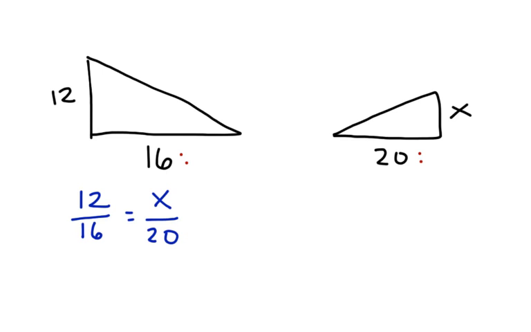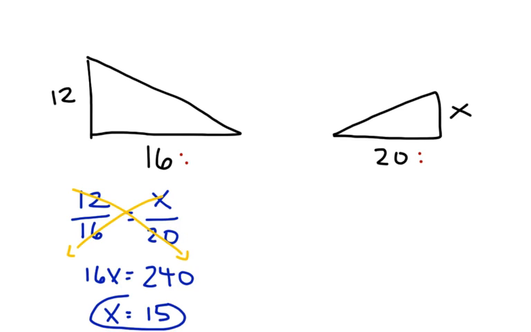So as we work through this, we will cross multiply and have 16x equals 240. Divide both sides by 16, and we end up with x is equal to 15. That's how we use similar triangles to find a missing side.